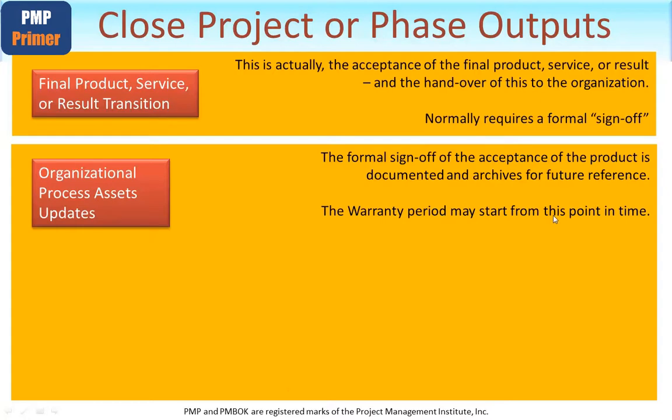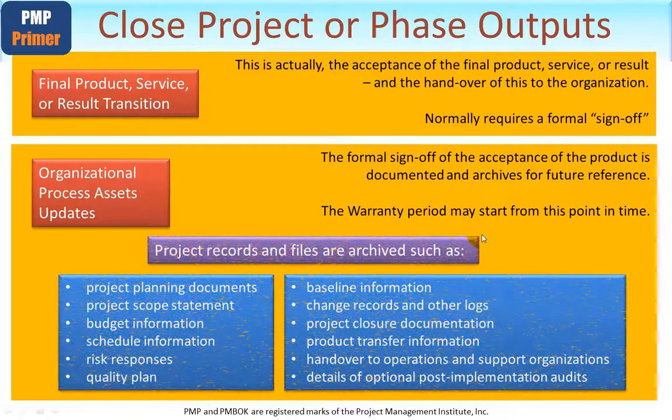There's an interesting point. Project records and files are archived. Here's a few examples. I won't go through them all, but they're all fairly obvious. Planning, scope, budget, cost information, schedule, risks, and so on and so forth. All of these, although they're being archived, may be of some use as an asset for future projects, but certainly for audits should it be necessary.